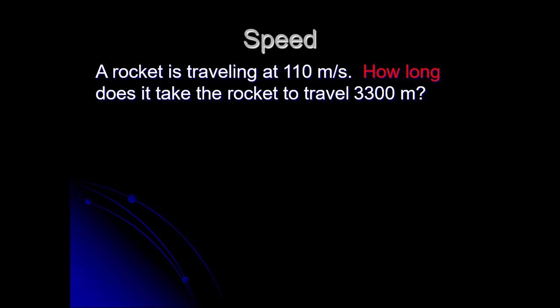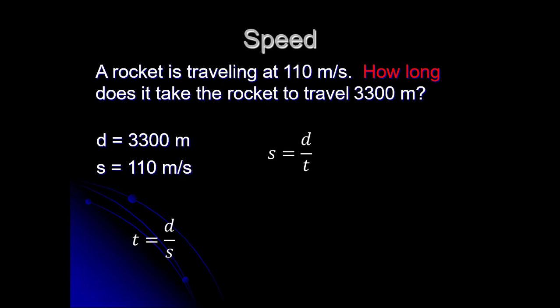Now, what if we have a rocket that is traveling 110 meters per second? How long does it take the rocket to travel 3,300 meters? So when we're talking about how long, we're talking about time. So we know the distance and we know the speed. So what we have to do is take that equation and rearrange it. All right, so time is in the denominator. So we're going to multiply on both sides and get it out of the denominator. And then we'll have to divide by speed to get time by itself.